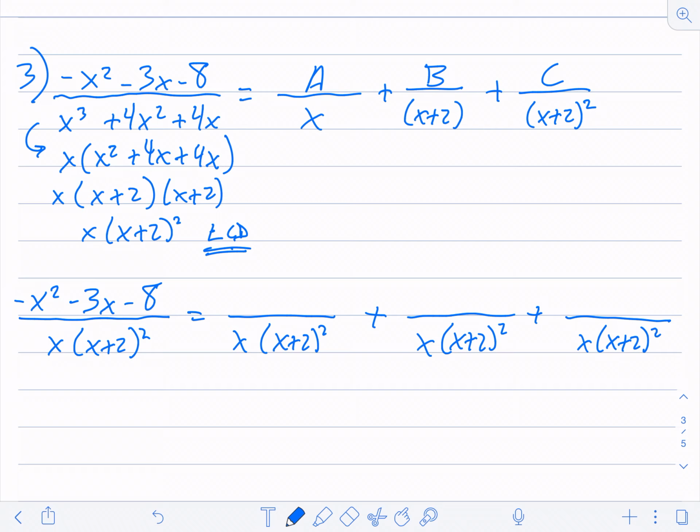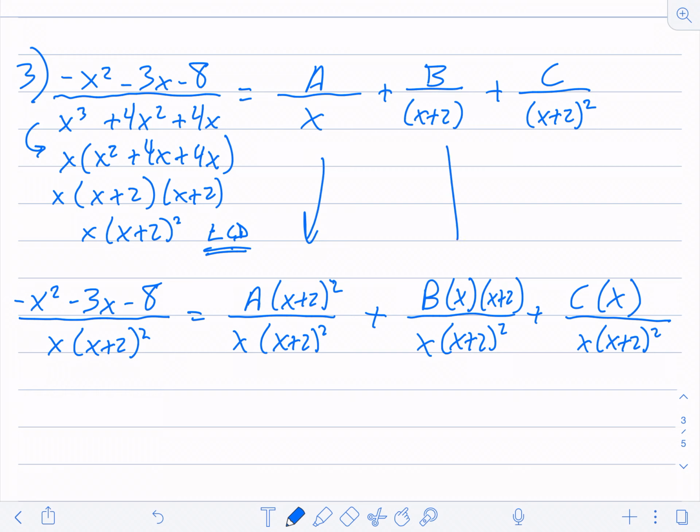Well, a just had an x in the denominator, but now it has an x times x plus 2 squared, so I'm going to have to multiply the top by x plus 2 squared, right? Again, to keep the fractions the same. The next one with b, in the denominator I put an x and another x plus 2, so I'm going to have to put an x and an x plus 2 in this one, again, so that they're now all equivalent. And then c had an x plus 2 squared. I put an x in the denominator, so I'm going to have to put an x in the numerator now. So all of these are equivalent fractions to what I had.